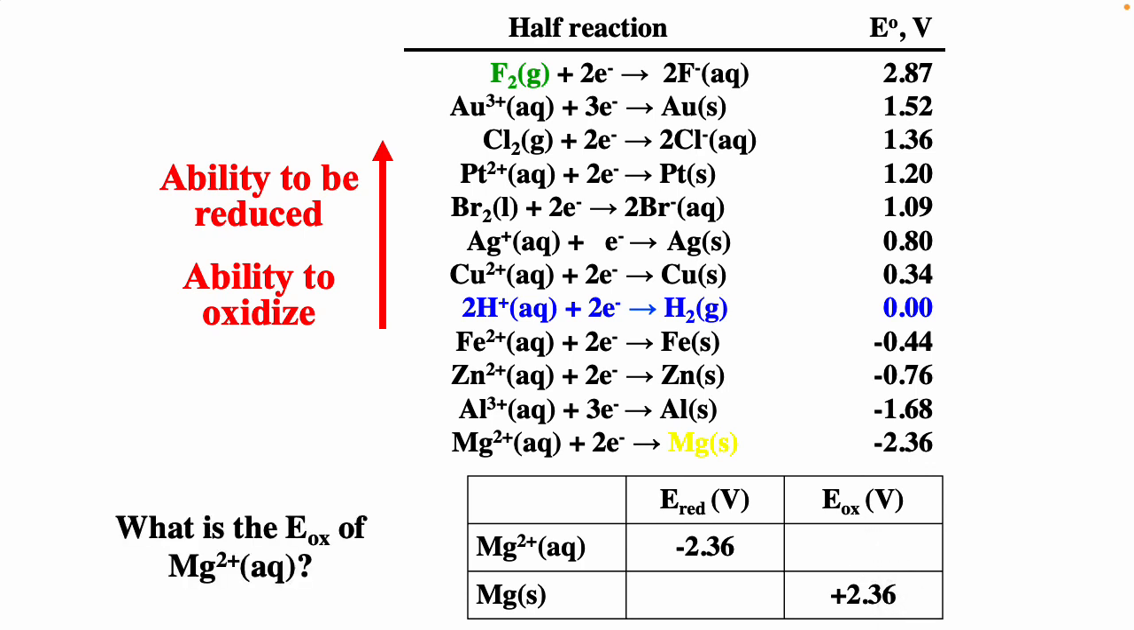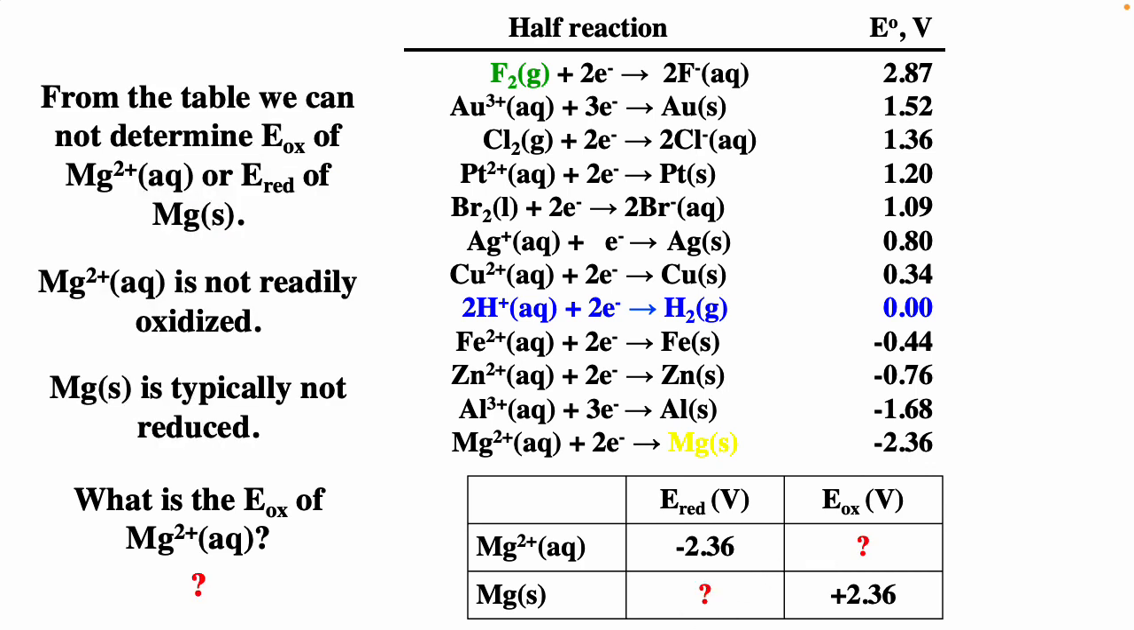Now we could ask, okay, what's the oxidation potential for magnesium 2 plus? Or what's the reduction potential for magnesium metal? Those values are not given in the table. The magnesium 2 plus is not really oxidized. It doesn't want to lose any more electrons. Magnesium metal is not typically reduced. It's not going to gain any electrons. So we do not know the oxidation potential for magnesium 2 plus ions or the reduction potential for magnesium metal.